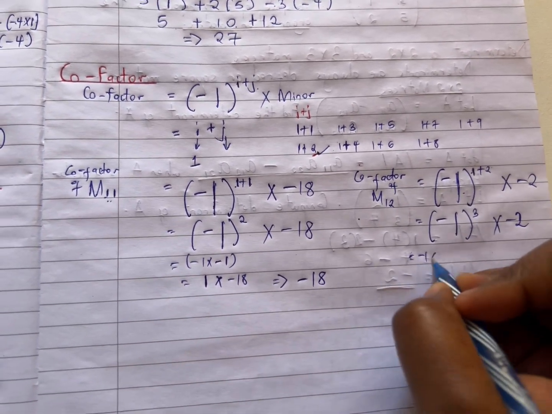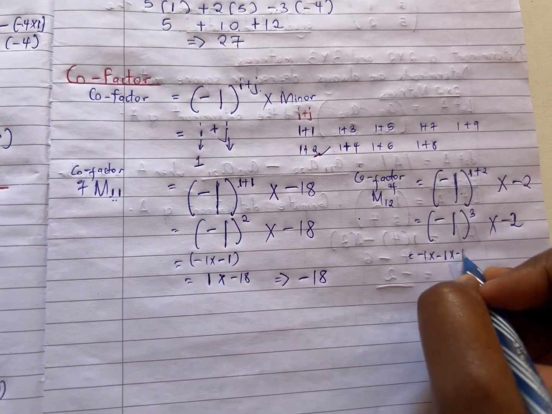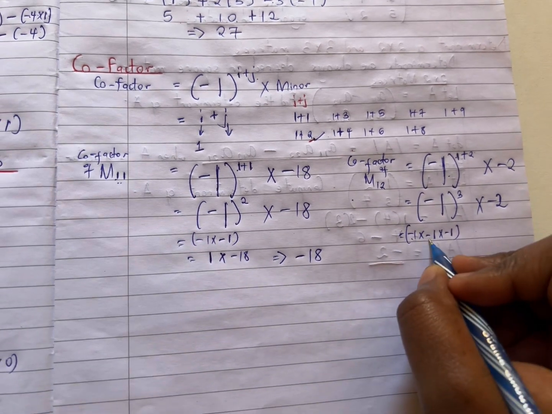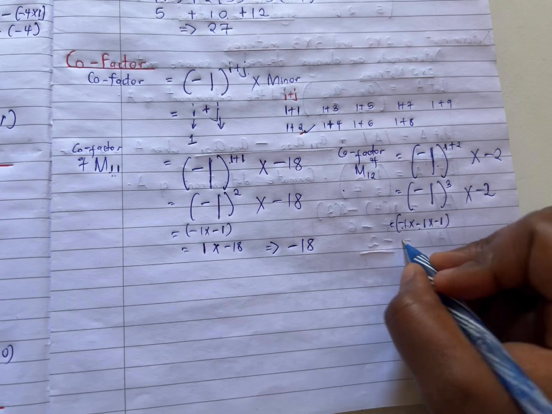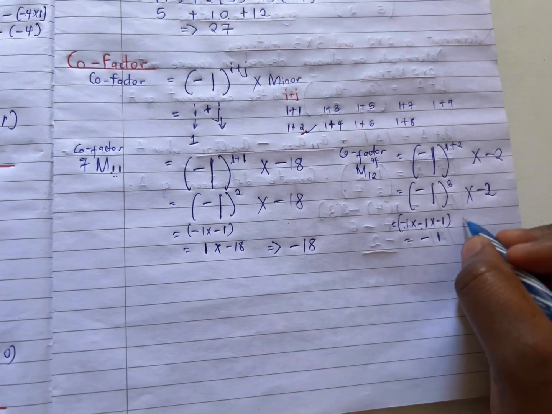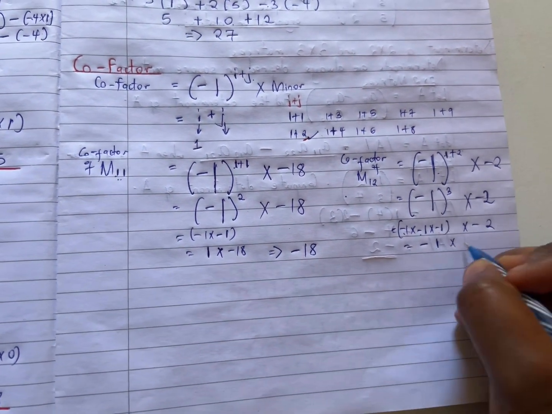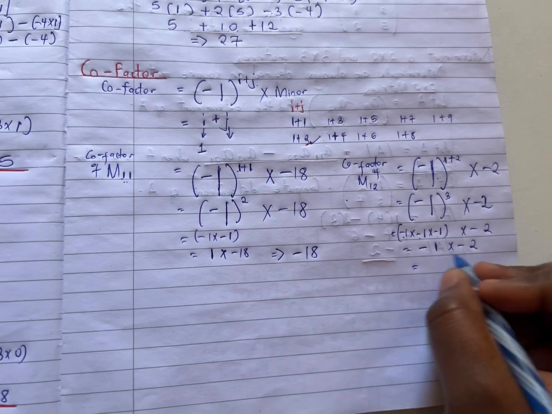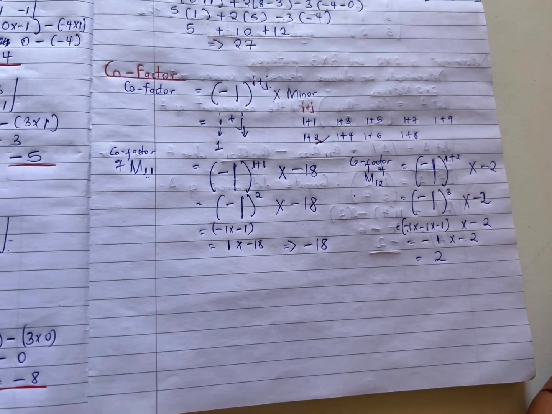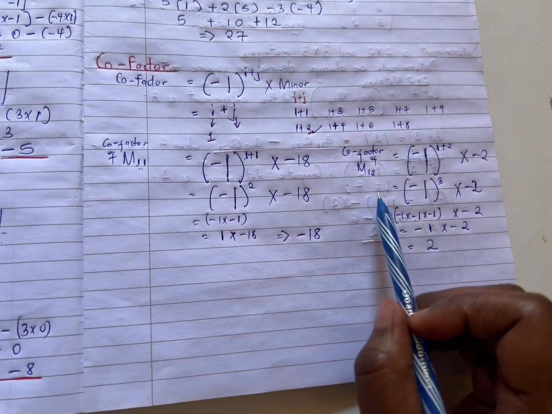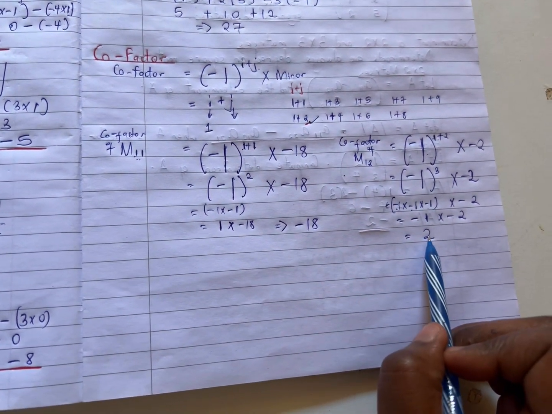So negative 1 power 3 times negative 2. Any negative number, when it has a power which is an odd number, it will be a negative. So negative 1 times negative 1 is a positive, times a negative 1, it will turn to be a negative 1, times negative 2. Negative times negative is a positive. So 1 times 2 is 2. So our cofactor for M12 is 2.